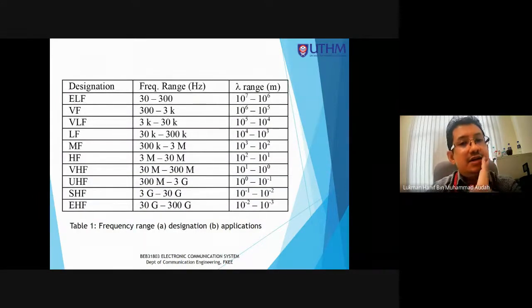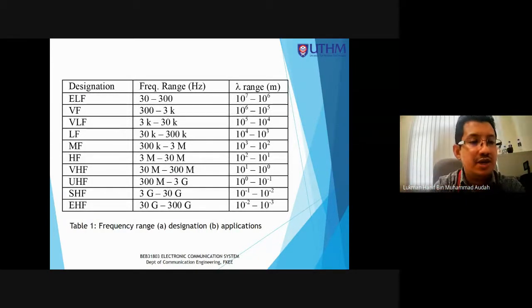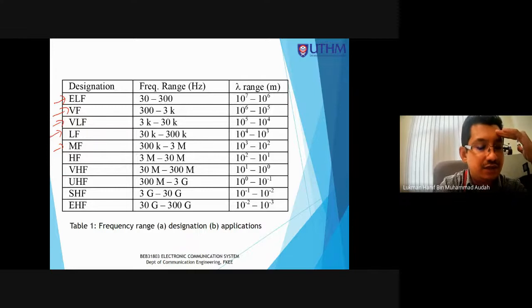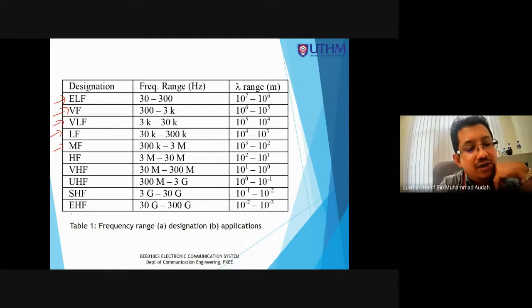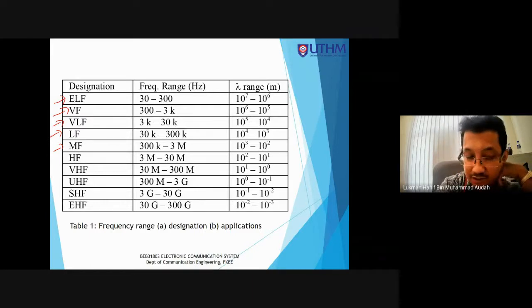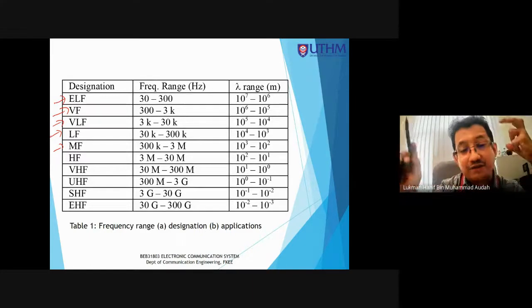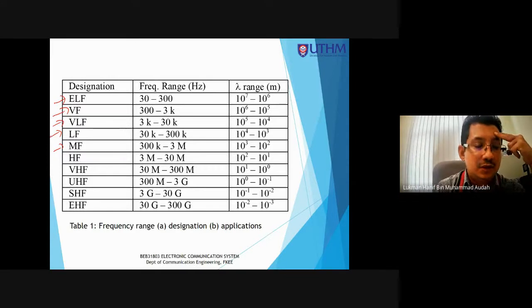Okay, so you see that here, this is about the frequencies and lambda. So we have the ELF, extremely low frequency. Voice, sorry, this is a voice frequency. This is a very low frequency, medium frequency, high frequency, very high frequency, ultra high frequency, super high frequency, extremely high frequency. Ini dia punya terma dia, the terms that we use to define the range of frequencies. Okay, so here is the range of frequency. This is our voice frequency. This is a medium frequency.